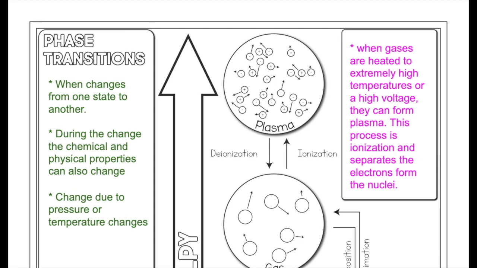So when gases are heated to extremely high temperatures or high voltage, they can form this plasma. Okay, so generally plasma is not something that just naturally occurs very often without very, very high pressure situations. Okay, so this process is ionization. And basically, kind of like what I talked about before, it's just going to separate the electrons from the nuclei and create these charged particles.